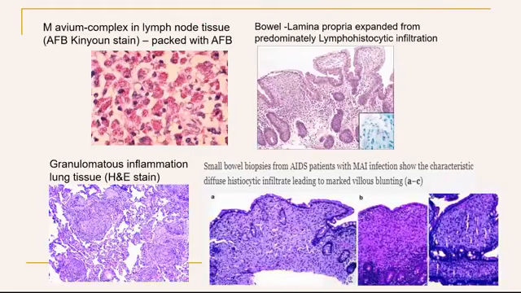M. avium in a Kinyoun-type stain. The one on the upper left is of a lymph node. You can see how it can just be packed with AFB. You can also see granulomatous inflammation, lower left, on an H&E stain. And on the right-hand side, it shows how these organisms can appear in the bowel. You can see the lamina propria expanded from a predominantly lymphohistiocytic infiltration. And if you were to do an AFB stain, you would see the organism.